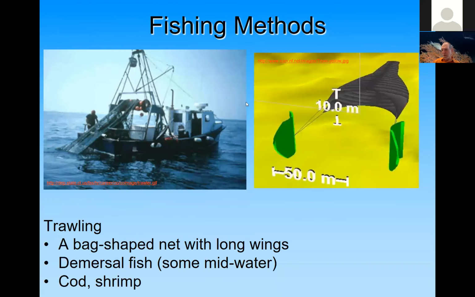Right, I've got a few minutes left. I want to quickly run through some different fishing methods. So we've talked about trawling. Well, here's an example of trawling. There's a bag-shaped net with long wings, and there's a line of floats across the top of the bag and a line of weights or chain across the bottom of the bag. And then there are two doors, and the doors are angled so that as the net is towed through the water, the doors spread it apart from left to right, while the float line holds it open from top to bottom, and the chain weights keep the bottom of the net in contact with the bottom.